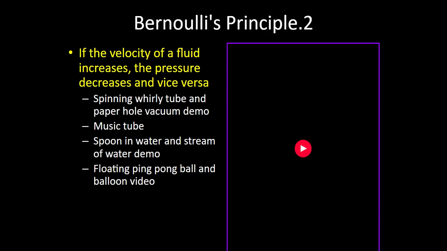Where the pipe is moving really fast, you create a low pressure. And so the high pressure air comes up from the bottom of the tube and out the top, and then you hear that's the music tube.